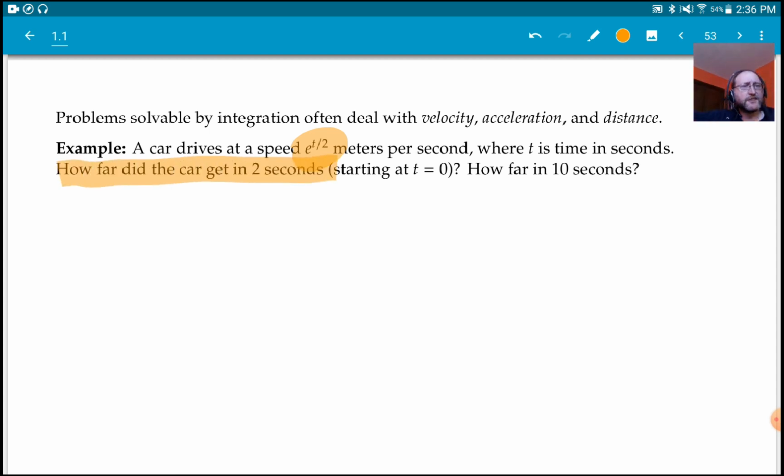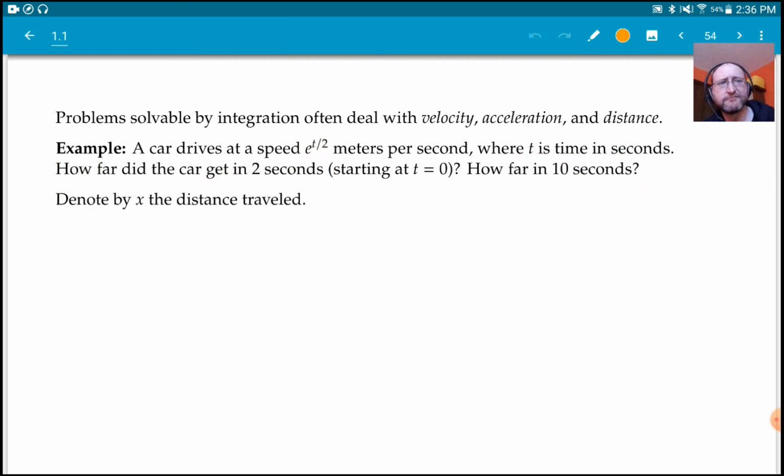So, if it starts at t equals 0, where is it at t equals 2? How far is it, and you know the speed? How far is it in 10 seconds? And it's basically a Calc 1 problem.